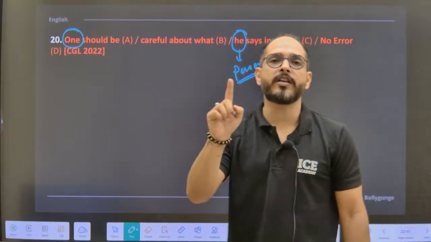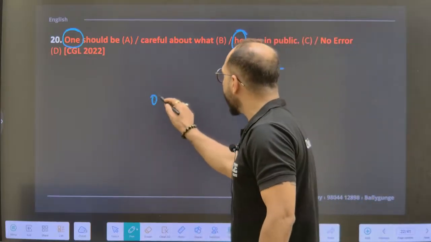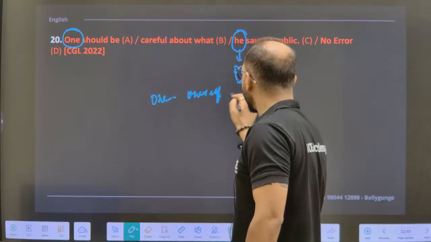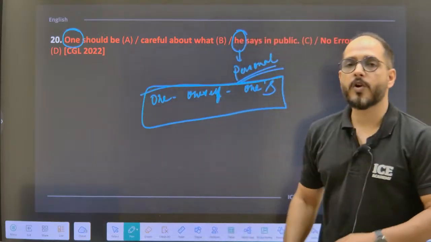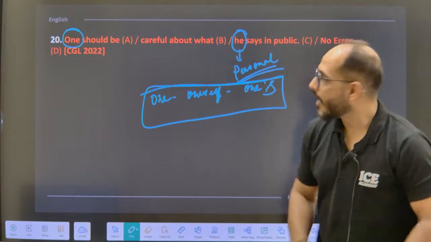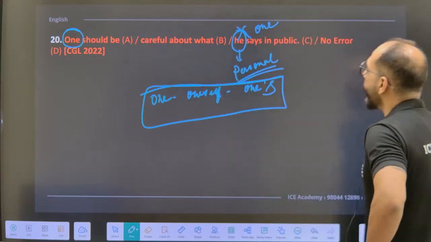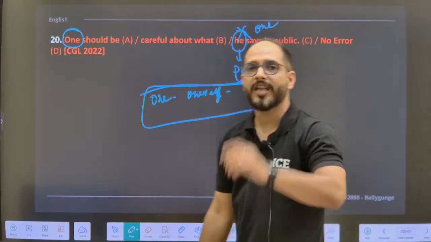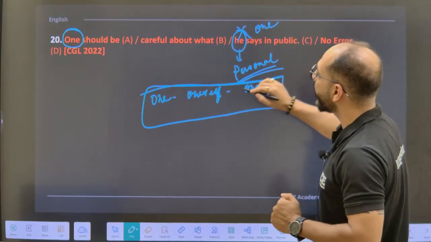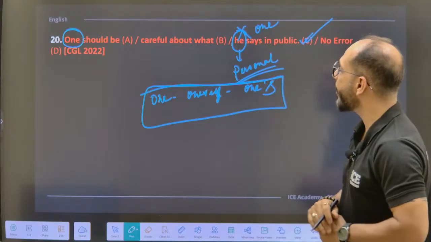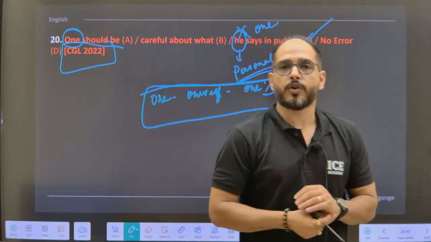But I have already discussed that whenever one is your subject then it is followed by one, oneself and one's. These are the pronouns that should follow one. So here we cannot write he, what do we have to write? One should be careful about what one says in public, not he says in public. Understood? So the error lies in the C part of the sentence. This is a CGL 2022 question. So the C part contains an error.